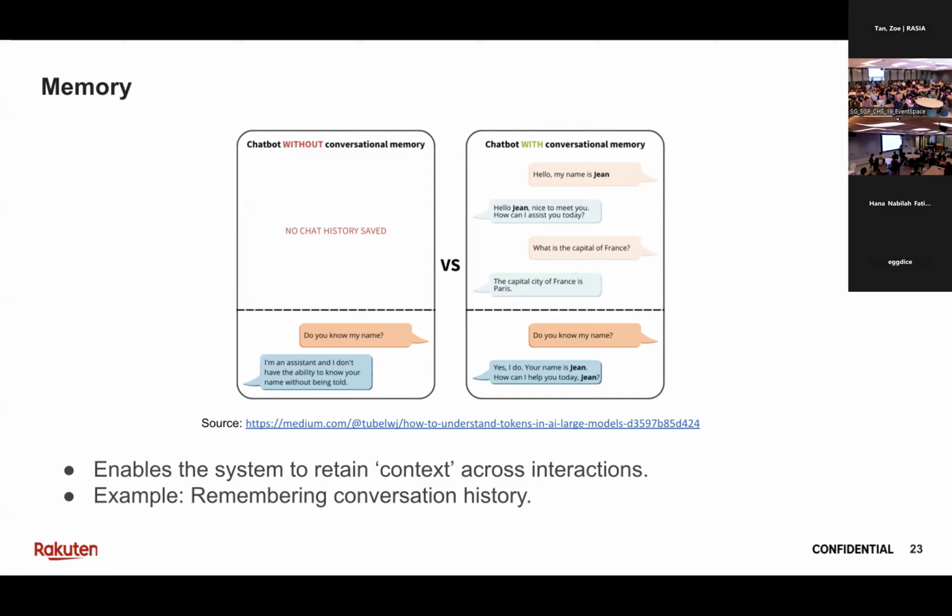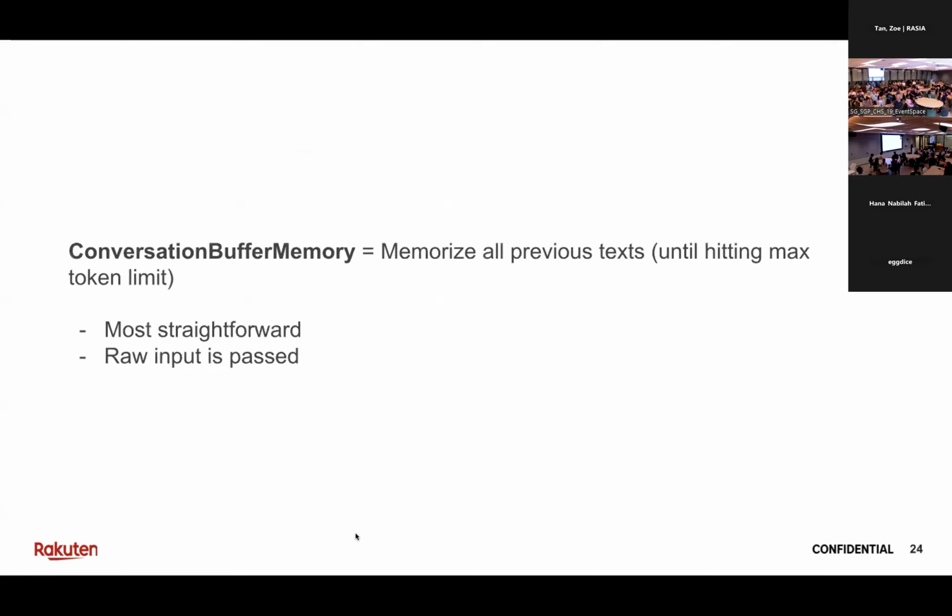You want to make sure that you maintain the previous conversations. In this case, if I ask, do you know my name? Then it will be able to respond based on what we gave it in the beginning. So basically, it enables the system to retain context across interactions. An example is remembering conversation history.